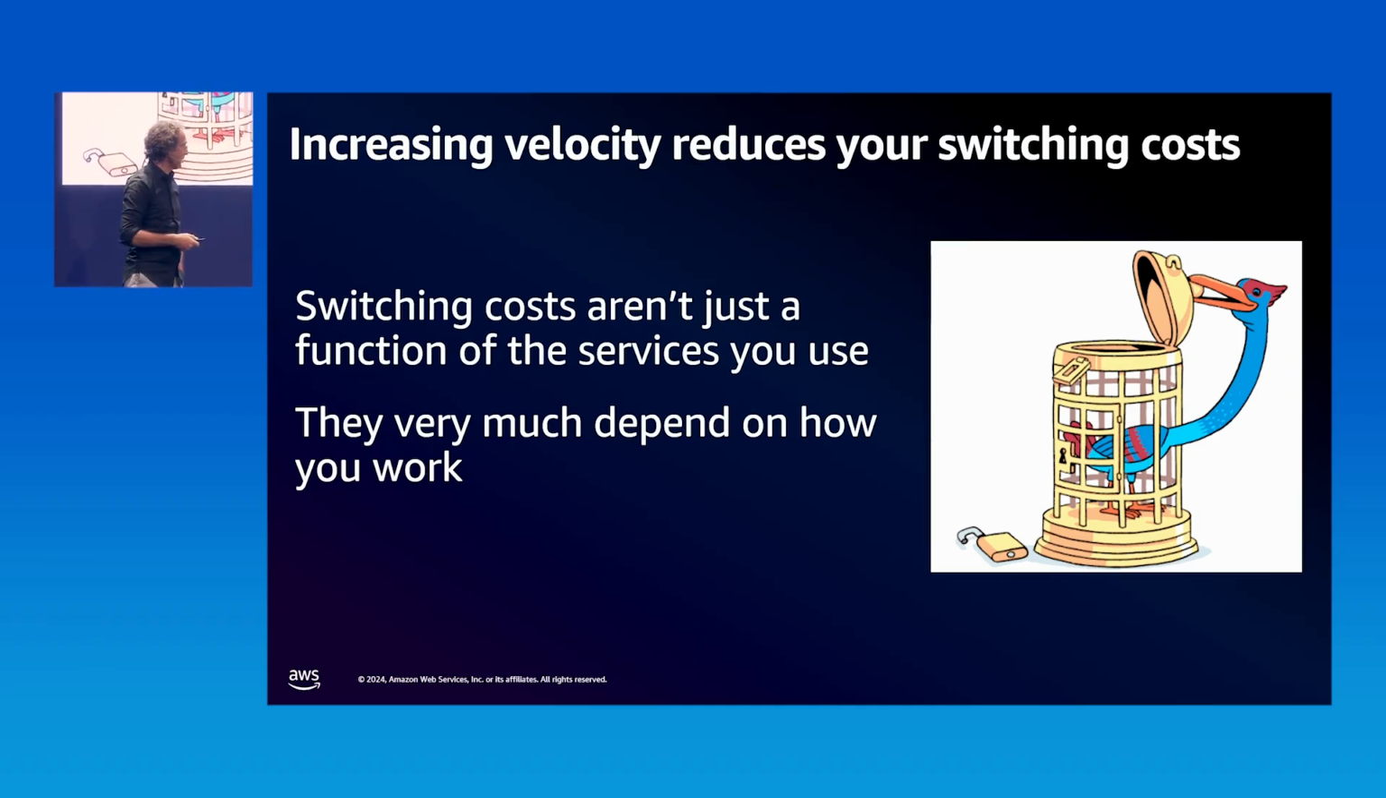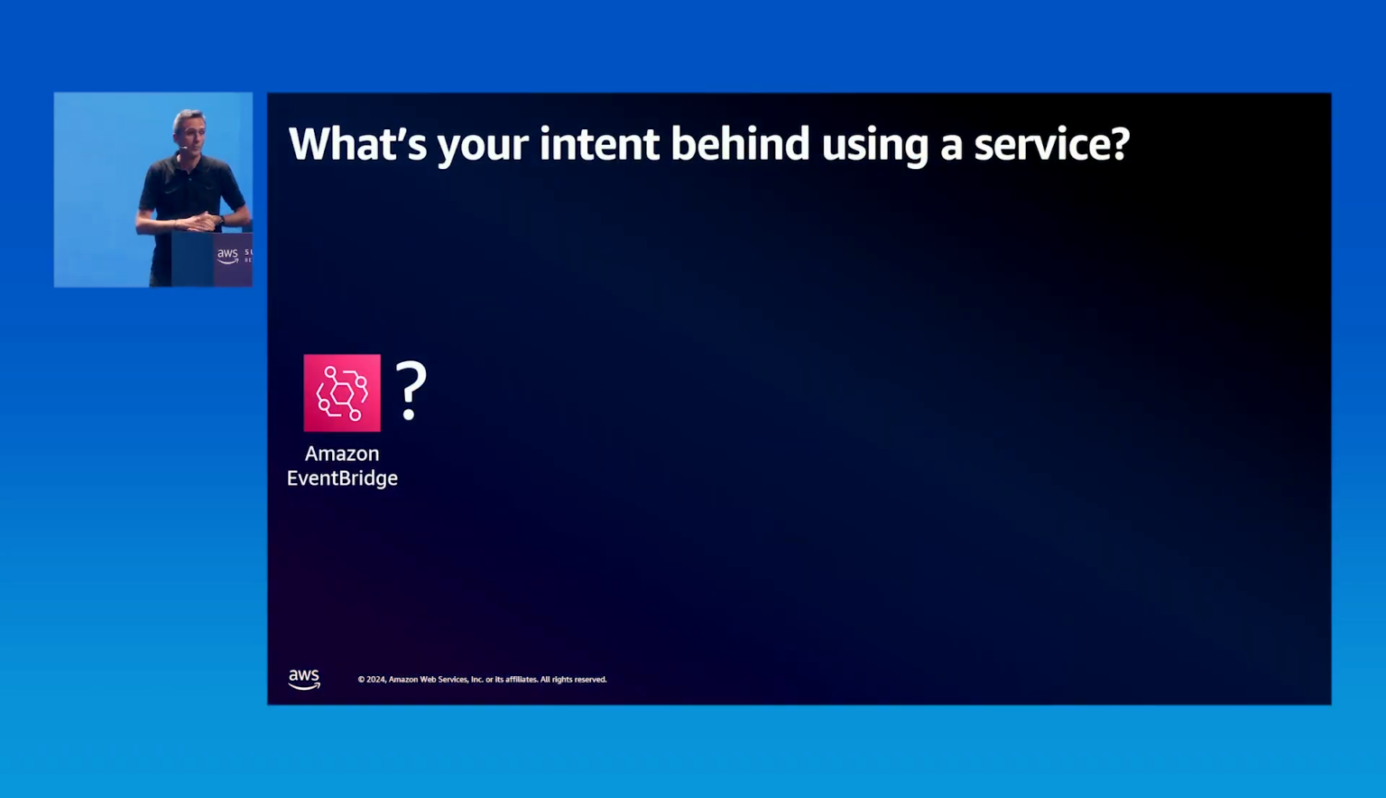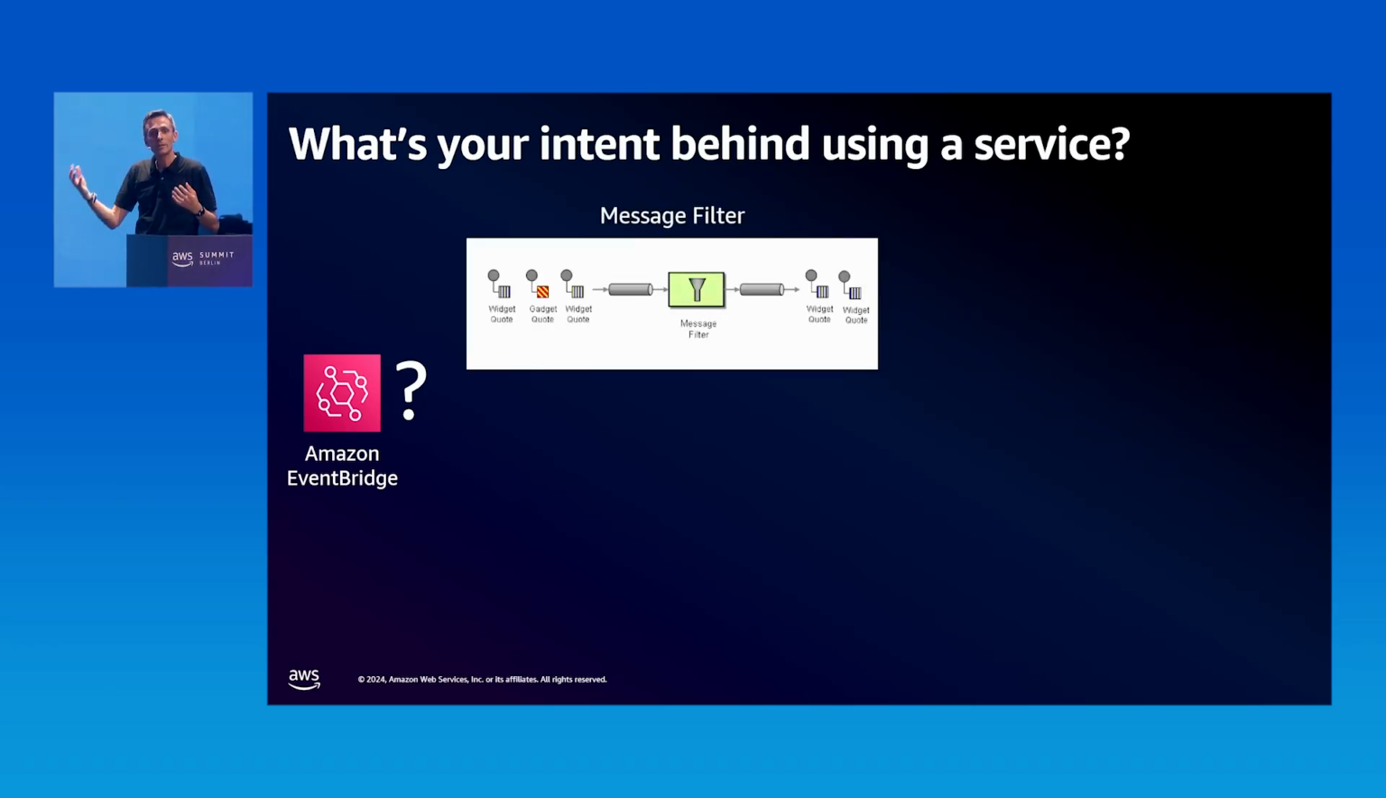And that brings us to the last one we have. So we promised 3 good news. And remember, I mentioned mental lock-in on the switching cost. So let's go back to our favorite service, EventBridge. I put that on my architecture diagram, but it doesn't tell me your intent. On EventBridge, you can do many different things.